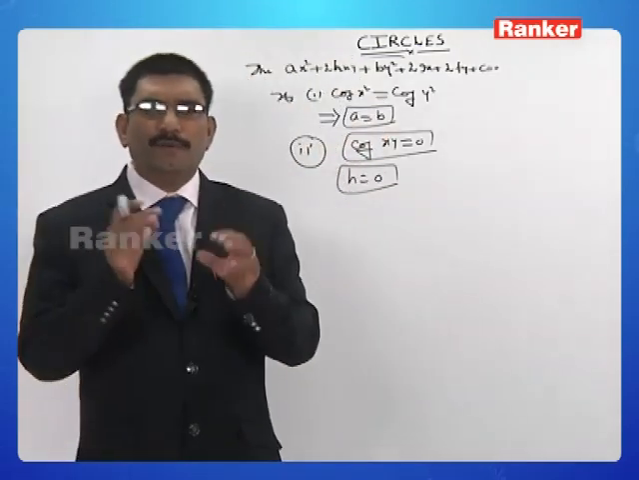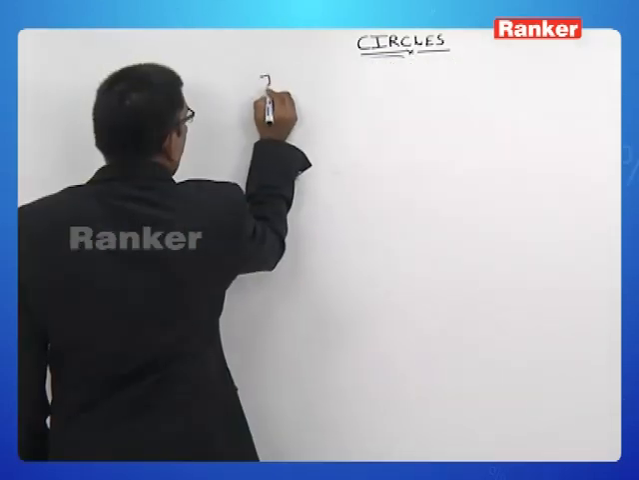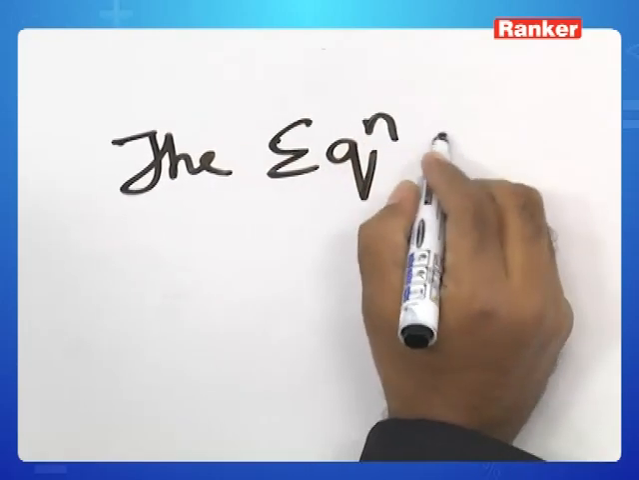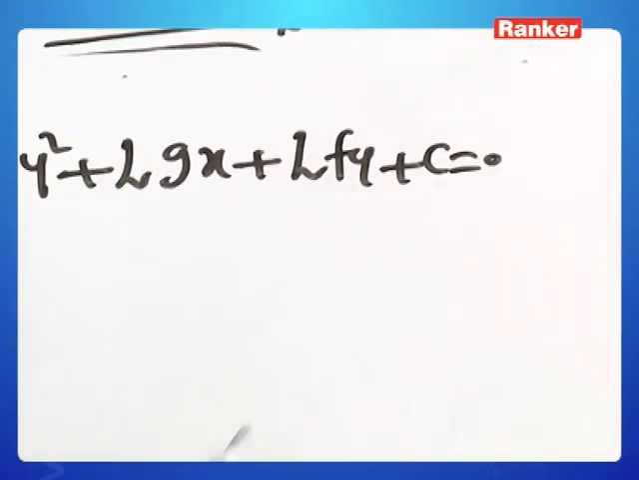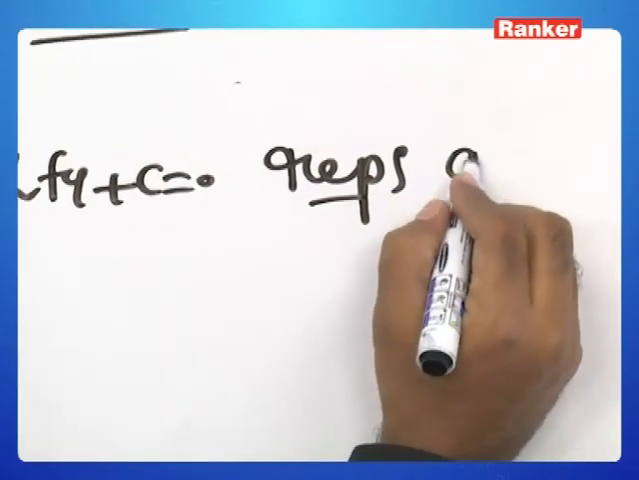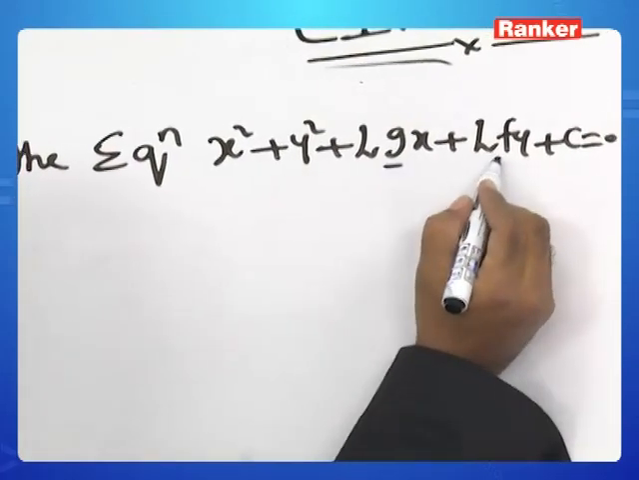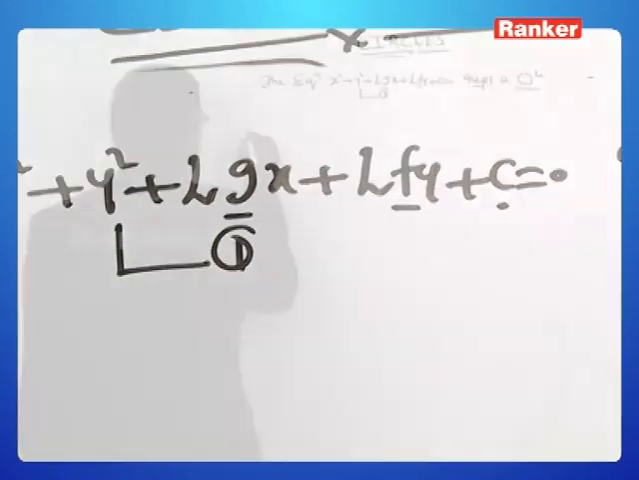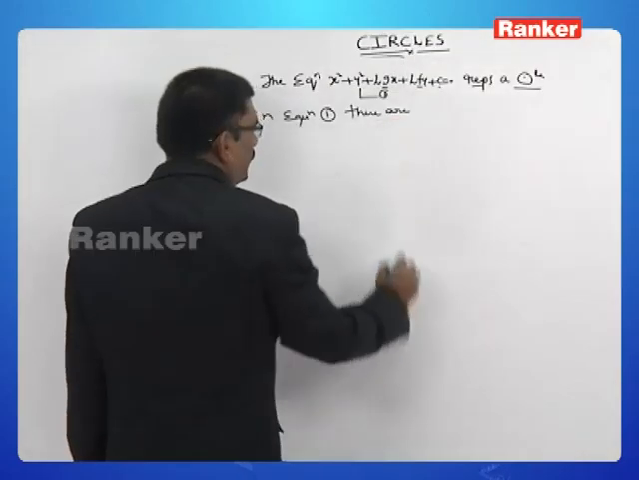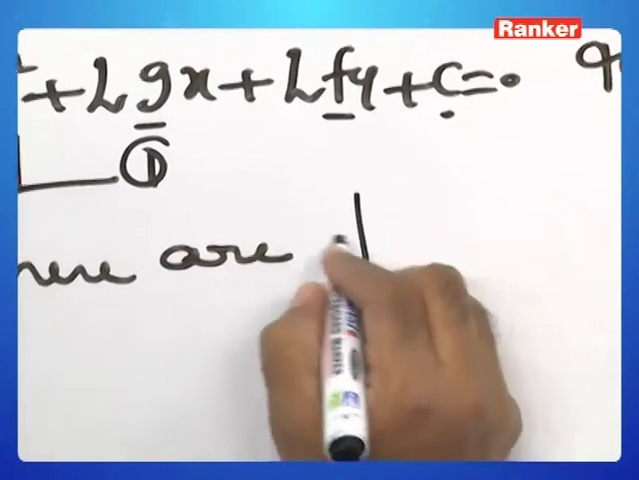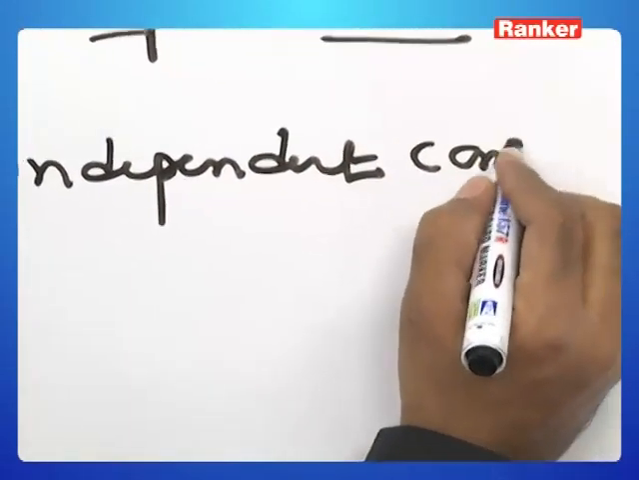Next, we shall go for an understanding of the basic properties of the circle. So the equation x square plus y square plus 2gx plus 2fy plus c is equal to 0 represents a circle. So here there are three independent constants. You call this equation 1. In equation 1, there are three independent constants.